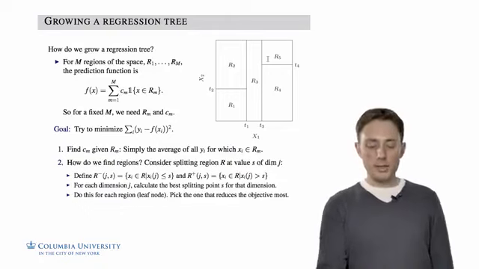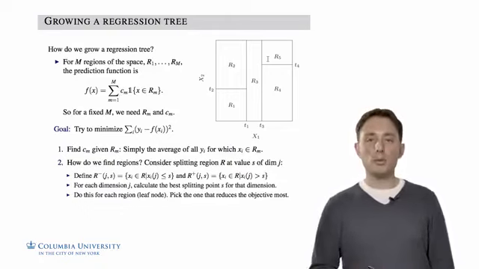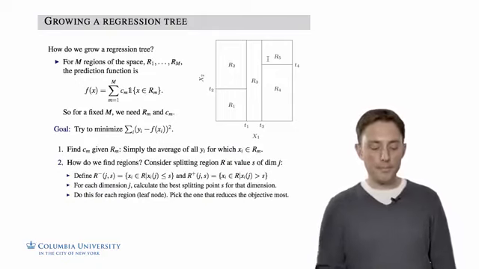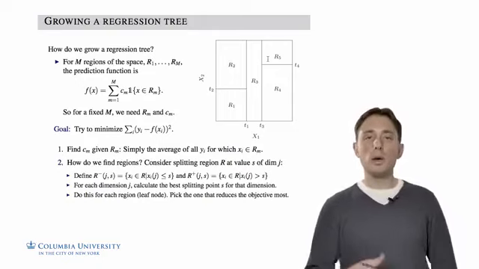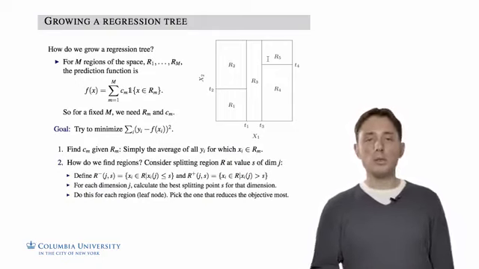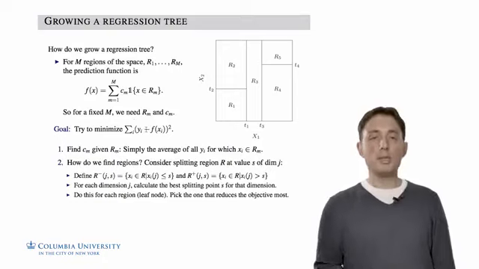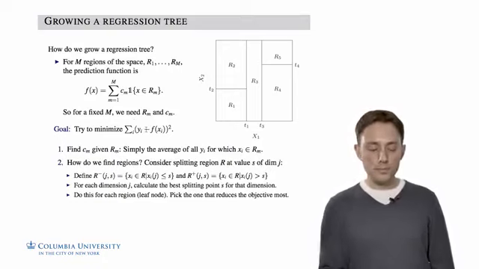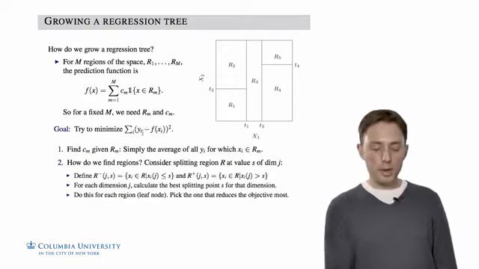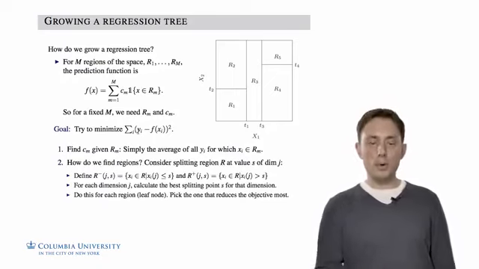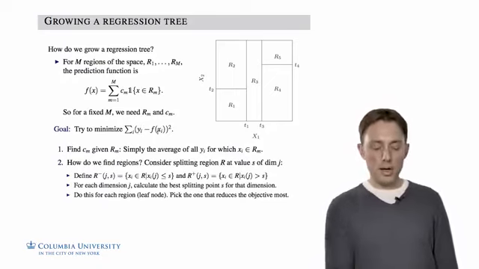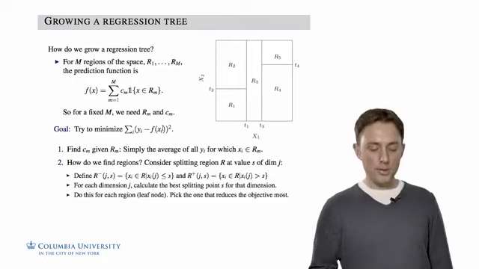Imagine that we had this partition of these regions, and we wanted to find the optimal values of each Cm. How do we do this? The first thing we have to do is set up some sort of an objective function. And for regression trees, the default objective function is going to be the sum of squared errors. So we take, for each data point, the true output, which is a real valued number, minus the predicted output, square it, and sum it.